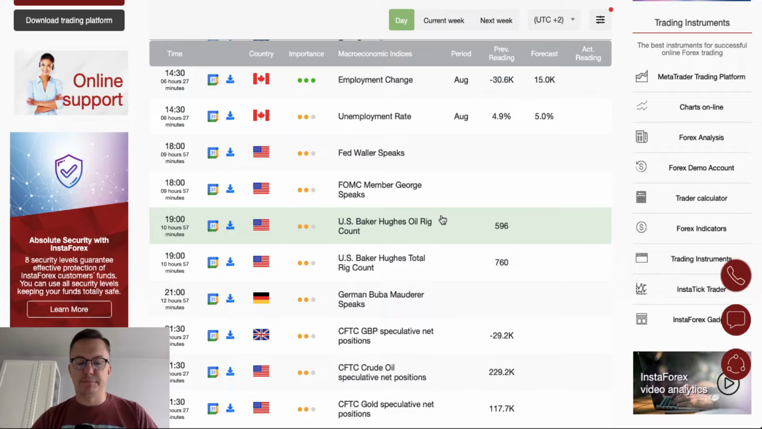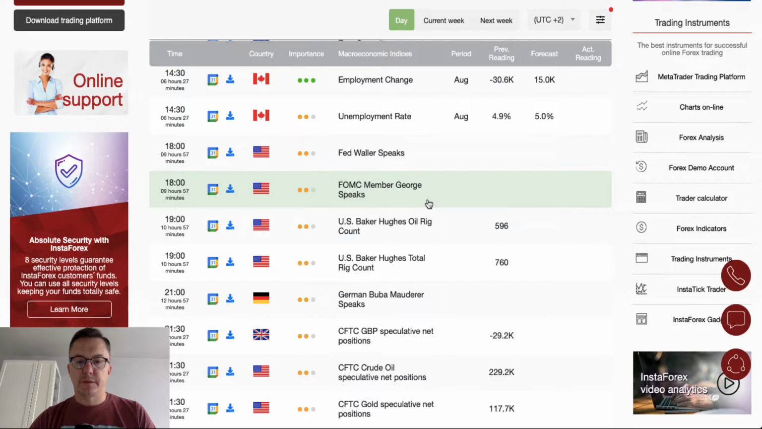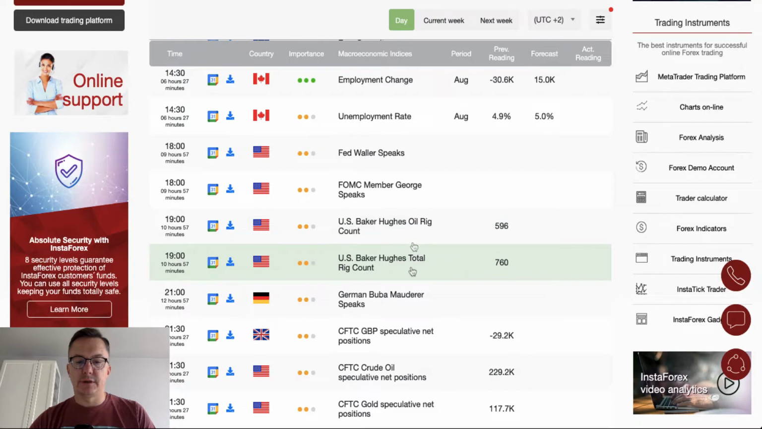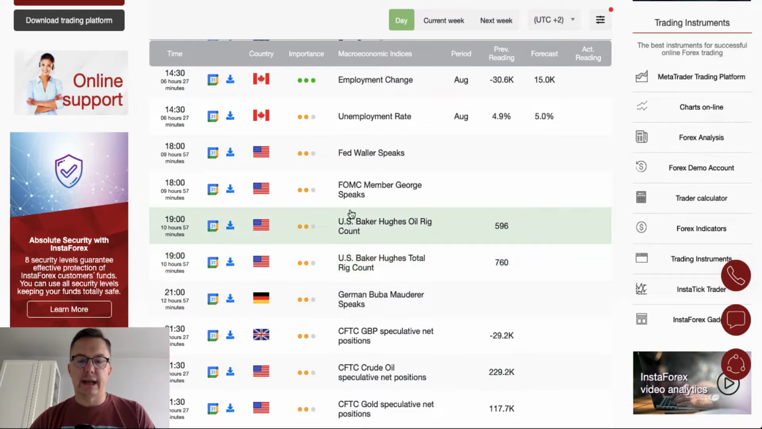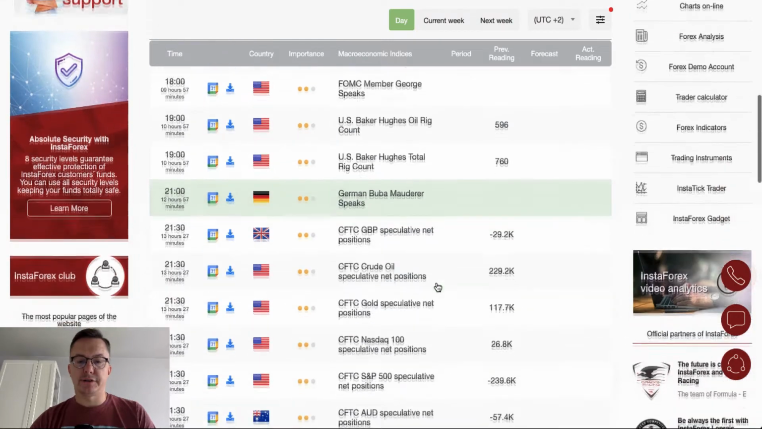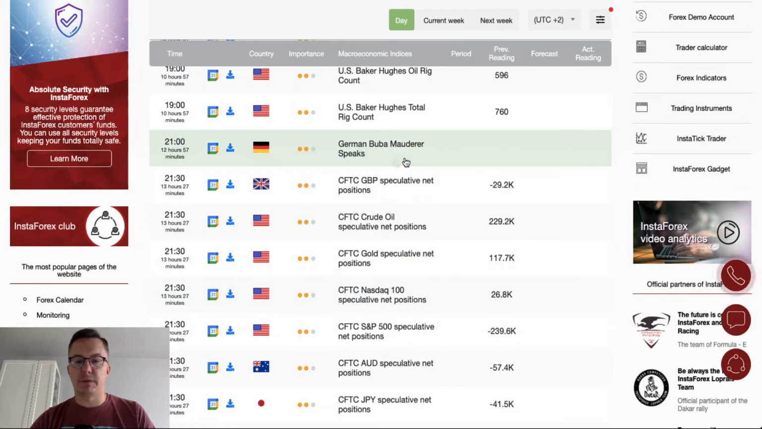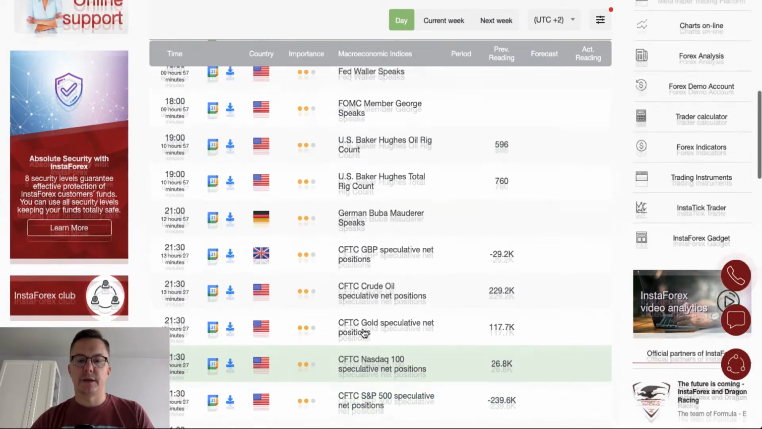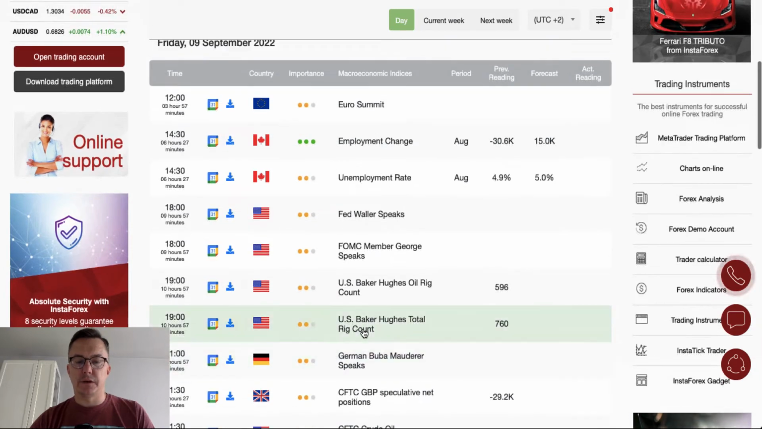We have some speeches from the Fed Weller and the FOMC member George. Those speeches are scheduled for 6 p.m. and then we got the US Baker Hughes US Rig Count scheduled for release at 7 p.m. together with the total rig count. So all of this data are important for the crude oil traders. At the end of the day, we got German Buba Marauder to give a speech, and the rest of this data are the CFTC speculative net positions. Those are from the futures market presented at the end of the trading week.